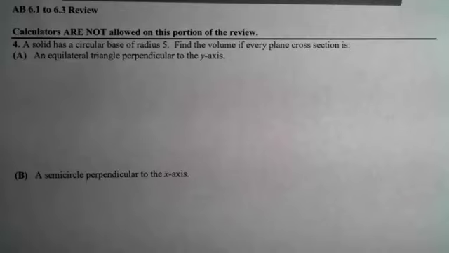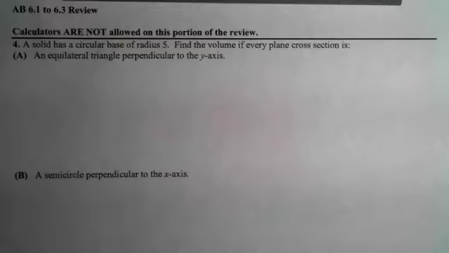This is the 6-1 to 6-3 review. Number 4, calculators are not allowed. For all 3 of these, we have a solid with a circular base of radius 5, and then based on that bottom region, we're going to build a solid with a shape that has cross section. So this is a 6-2 skill 1 problem.